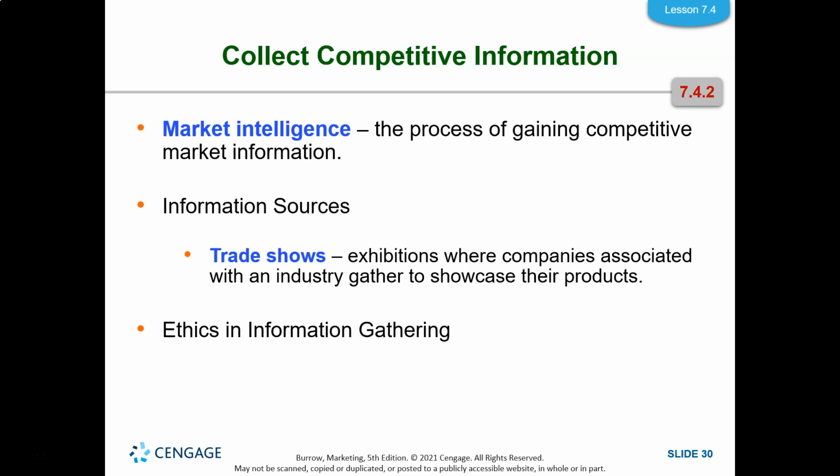The information sources could be like when you go to a trade show. And a trade show is exhibitions where companies associated with an industry gather to showcase their products. So that's one way of gathering market intelligence, because you are there at the show, you're showing your stuff, but then you also walk around and see what your competition is doing. Ethics and information gathering, there's a whole segment of business ethics that we could go over, and it does go over a little bit in the book, under section 7.4.2, pages 200 and 201, and 202 and 203, and you can get that information there.